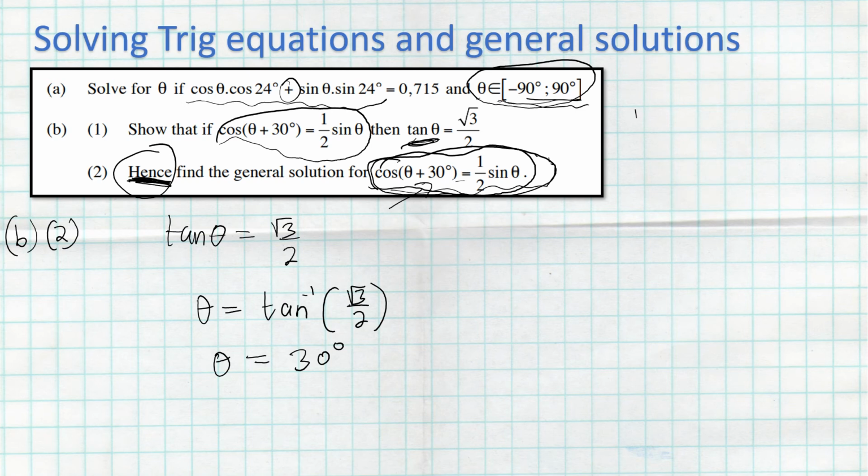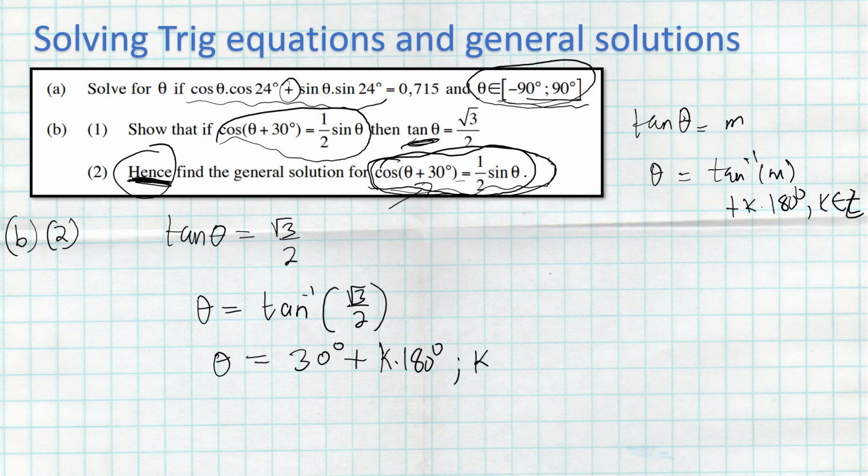So let me just remind you a bit. If I have tan theta equals m, then theta is going to be what? It's going to be arctan m plus k times 180 degrees, where k is an element of all integers. So this is 30 degrees plus k times 180 degrees, where k is an element of all integers, because they said find the general solution, right?